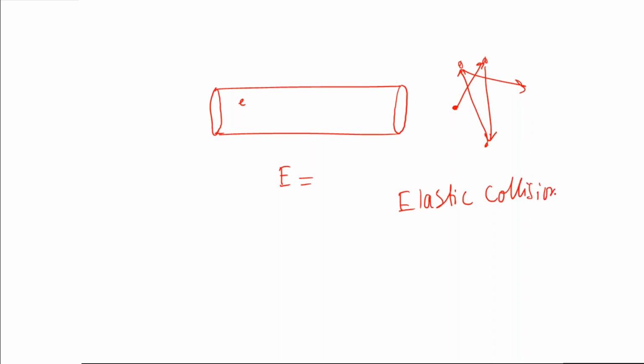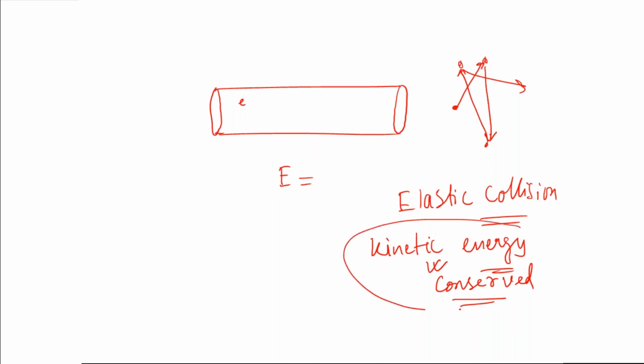What happens in an elastic collision? In an elastic collision, the kinetic energy remains conserved. That means the kinetic energy before collision and after collision remains the same. This is one of the properties of elastic collision.